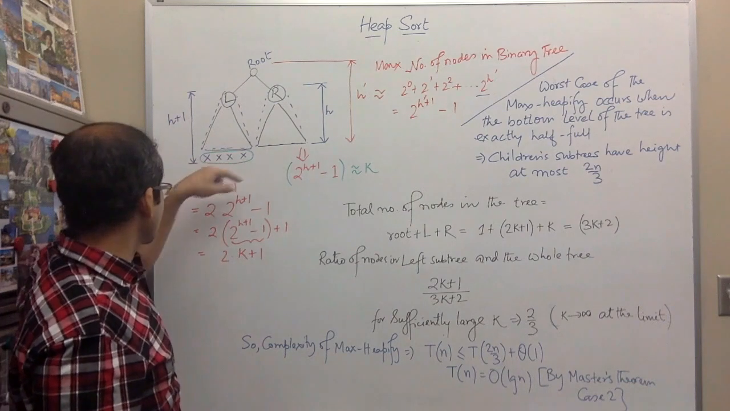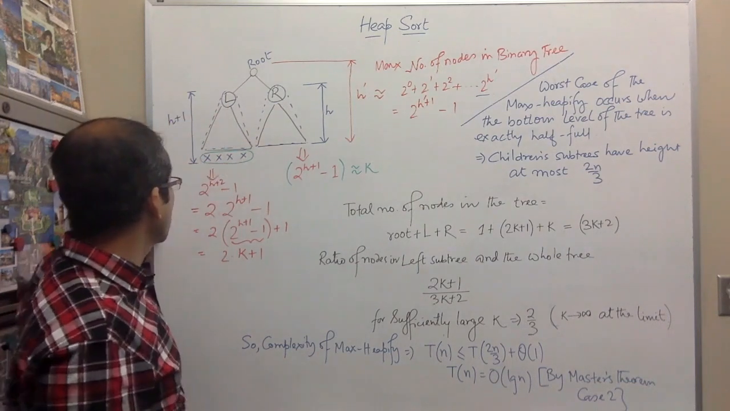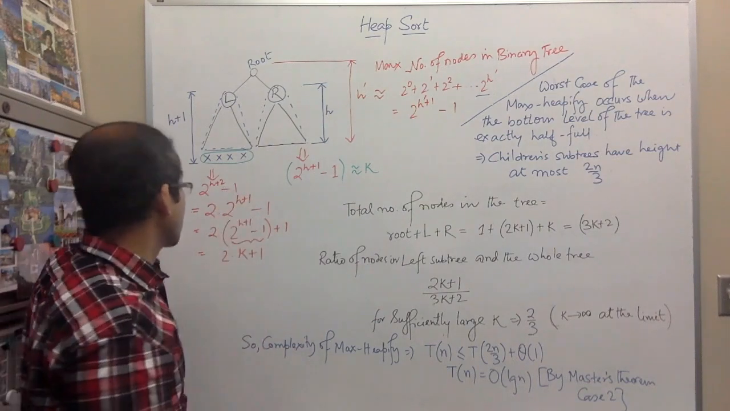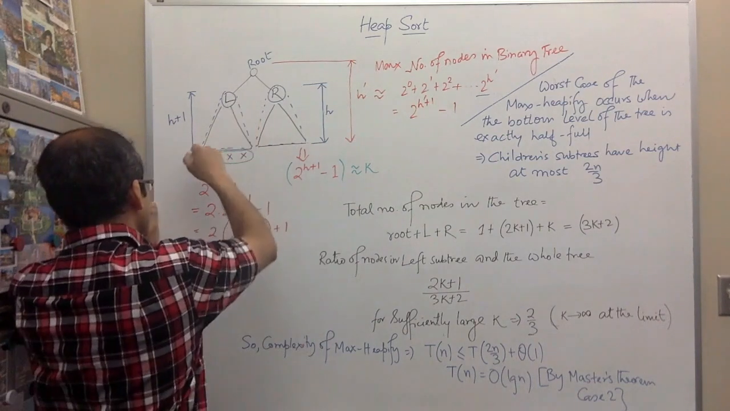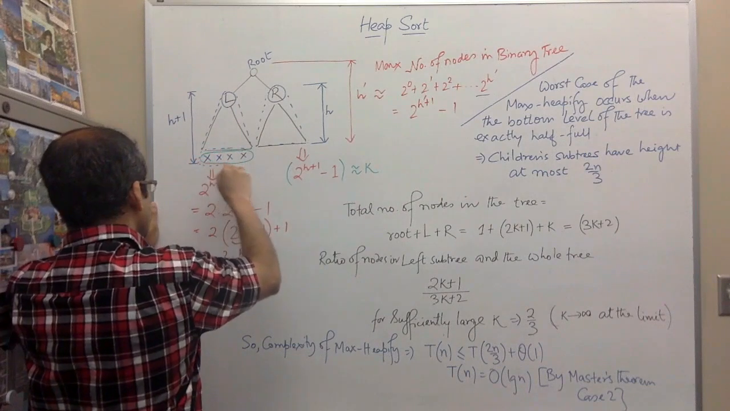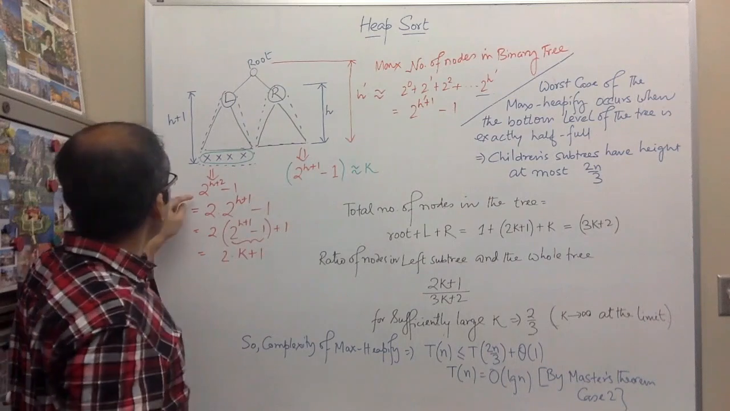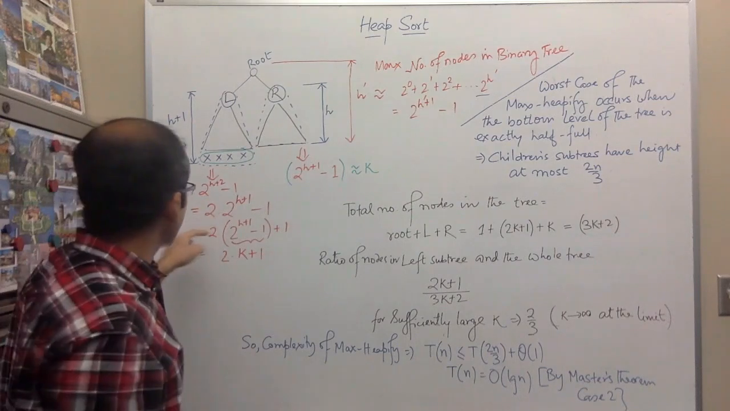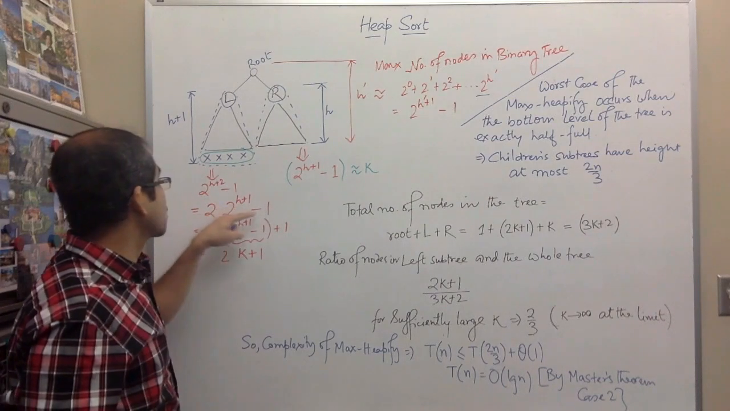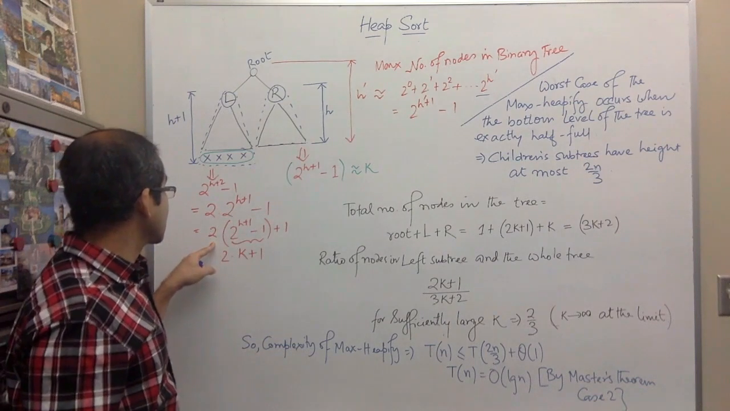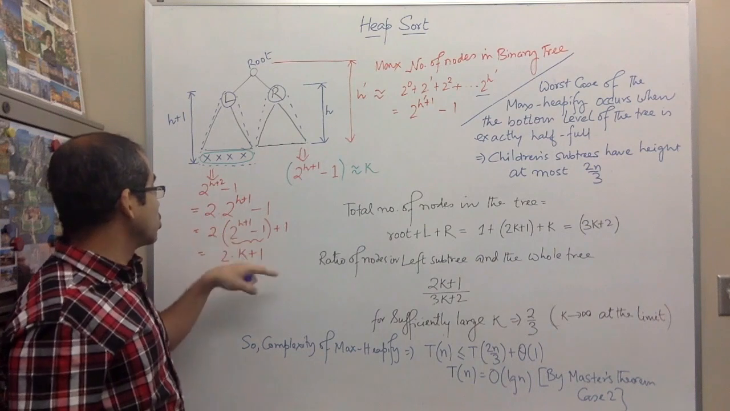So now we are summing up all the nodes in the left subtree. This is 2 to the power h plus 2 minus 1; the whole subtree will have that many nodes. Now if we try to solve it, 2 times 2 to the power h plus 1 minus 1.